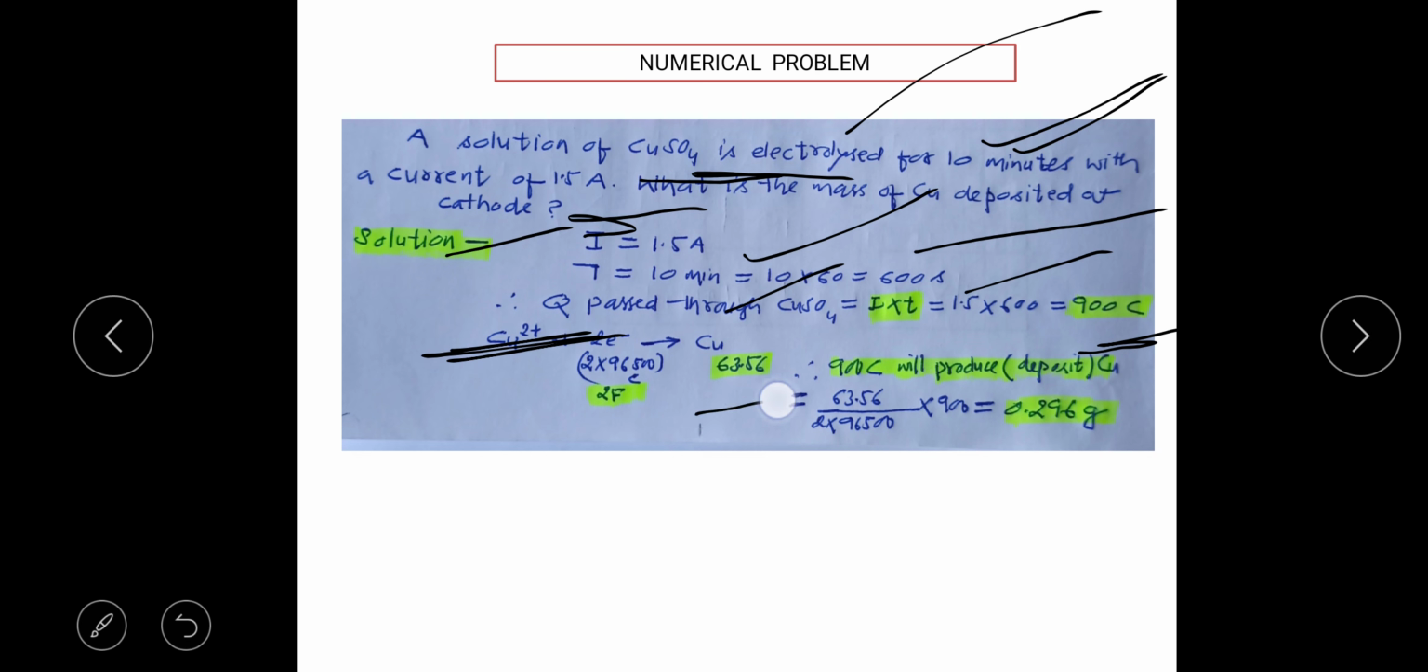For getting 63.56 gram, that is 1 mole of copper, we need 2 faraday of electricity. That is 2 into 96500 coulomb will produce 63.56 gram. So 900 coulomb will produce 63.56 divided by 2 into 96500, into 900. So the answer is 0.296 gram.